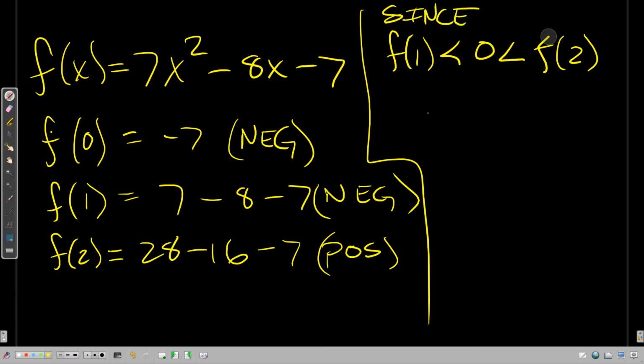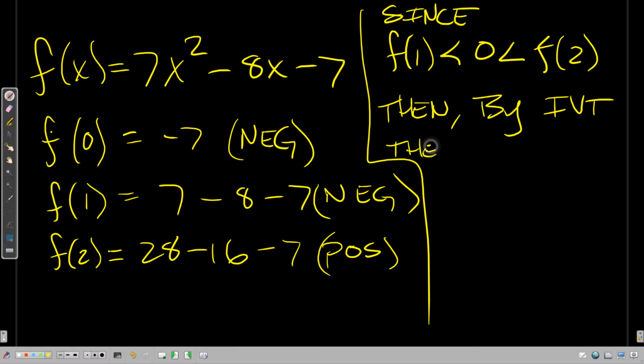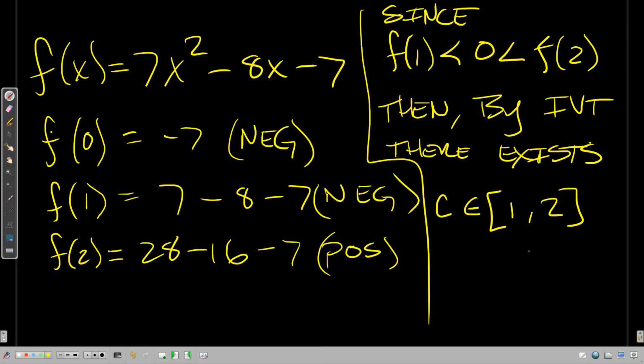since this is occurring, then by the intermediate value theorem, we are guaranteed the existence, there exists some number c that lives inside of the interval from 1 to 2, such that f of c equals 0.